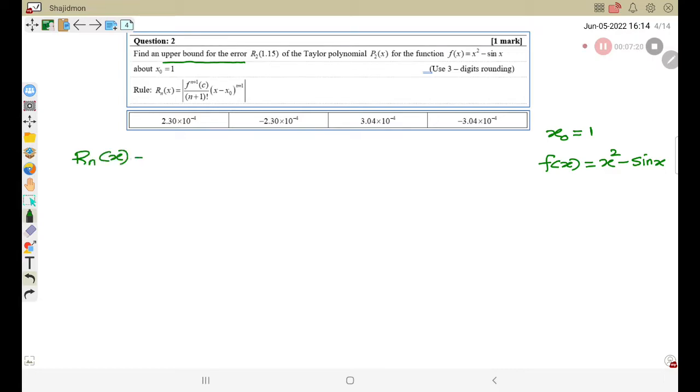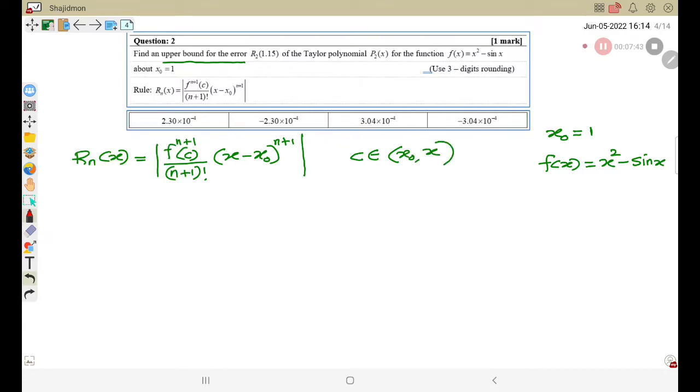Rn of x equals the absolute value of f^(n+1), the (n+1)th derivative at c, divided by (n+1) factorial, multiplied by (x minus x naught) to the power n+1, correct? Where the number c belongs to the interval from x naught to x.